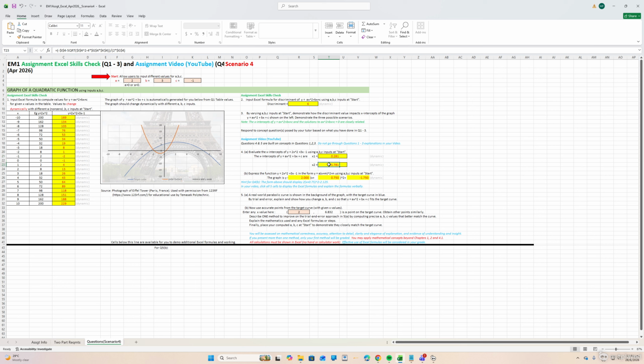For the second x-intercept, it's the same thing except instead of plus square root, I input it as minus square root. Okay, and after putting the same thing, that's how I was able to evaluate the x-intercepts here in x1 and x2.